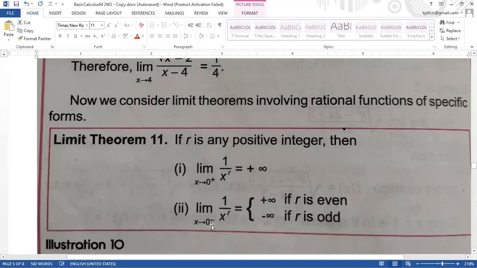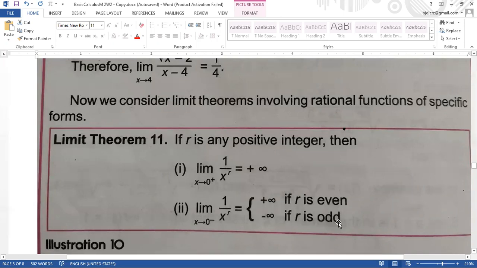So here, if x approaches 0 from the left, there are two choices, two conditions. It becomes positive infinity if our r is even. What are the even numbers? 2, 4, 6, 8, 10. So it becomes positive infinity. And negative infinity if our r is an odd number.